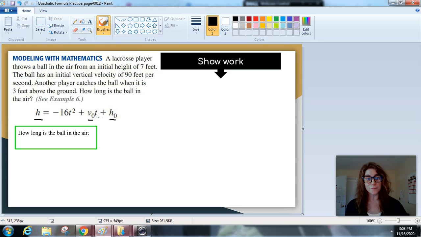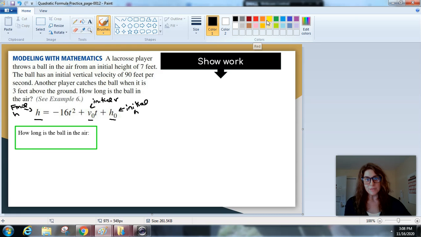So v stands for velocity. So v sub 0, that's your initial velocity. h sub 0 is initial height. And this is your final height. That's why it's at the end of your equal sign. Okay, the negative 16 has to do with gravity. So that's always going to be there.